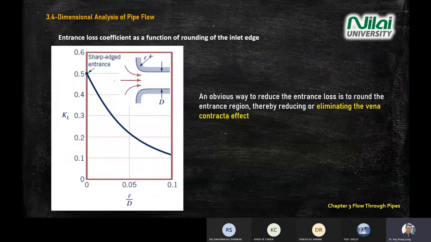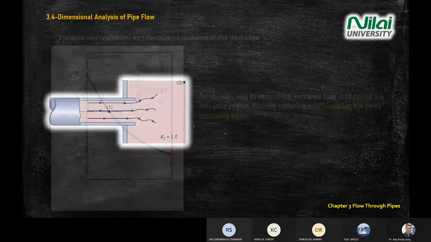The next one. As you can see, this is the graph from sharp entrance for the change of your r divided by D. What is r here? It is the radius of your inlet. If you keep your D fixed, and you keep increasing your r, meaning the flow gets into the pipe more and more easily, with a higher fillet radius, you can see the K_L dropping. K_L is a friction, a loss coefficient. Okay, it will drop.